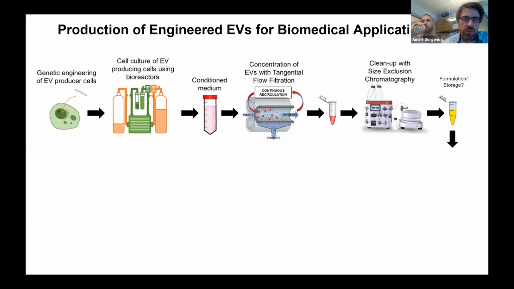So I would just like to emphasize that there are a lot of decisions through that workflow. Which cell type would we use? How do we best engineer the cells to produce certain EVs? Which constructs are we using? How do we scale the culture up to produce the conditioned medium, and which isolation method do we use to concentrate and isolate EVs, and how do we formulate and store EVs at the end?